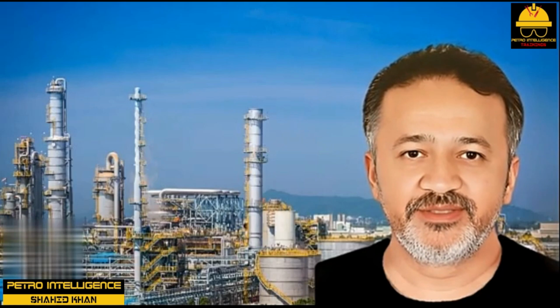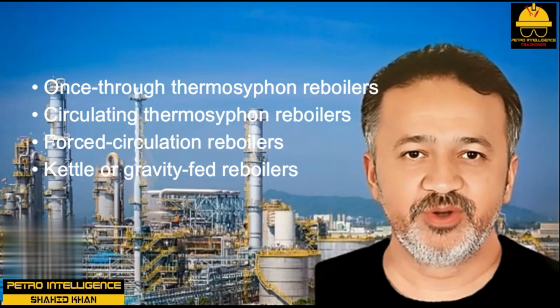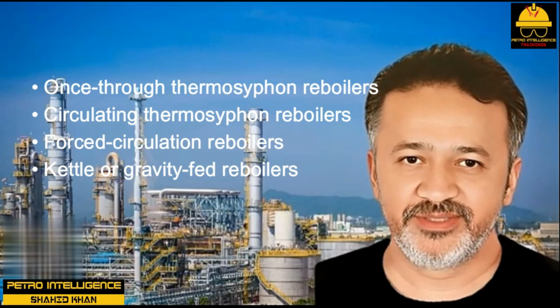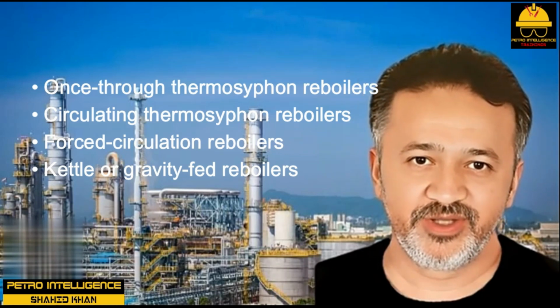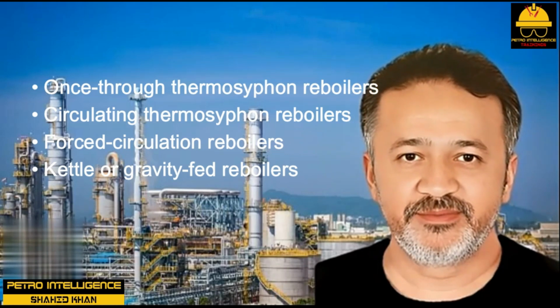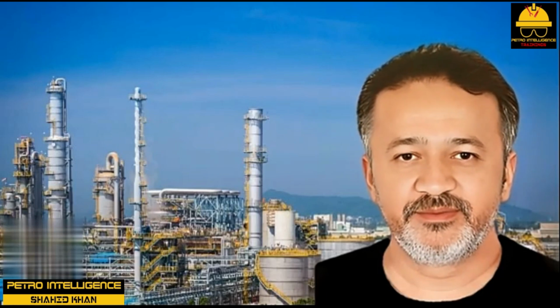Today we will discuss how reboilers work, and we will also discuss thermosiphon, gravity feed, and forced concepts in reboilers. We will discuss 4 types of reboilers in this video: once-through thermosiphon reboilers, circulating thermosiphon reboilers, forced circulation reboilers, and kettle or gravity-fed reboilers. There are dozens of other types of reboilers, but these 4 represent the majority of applications.